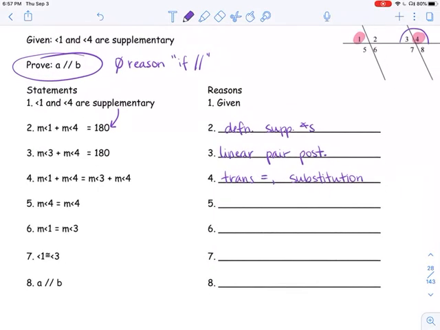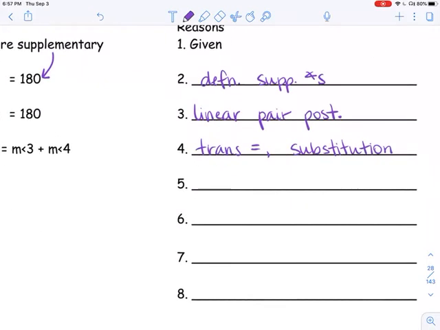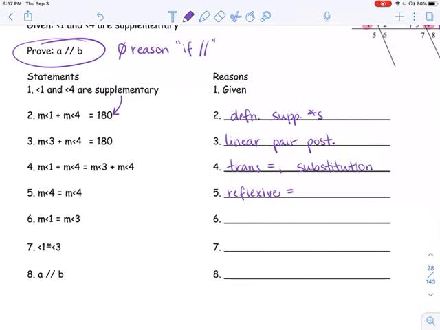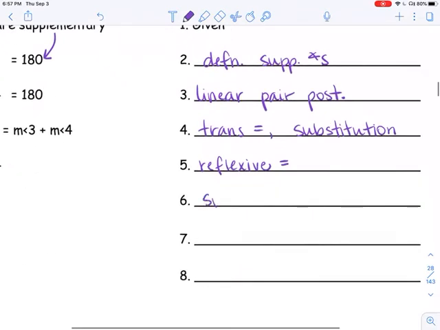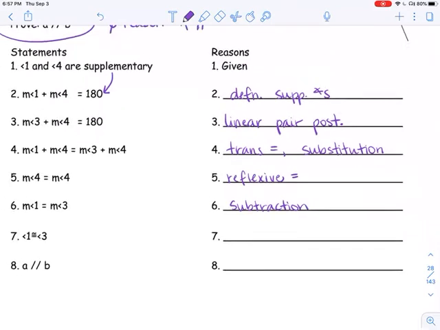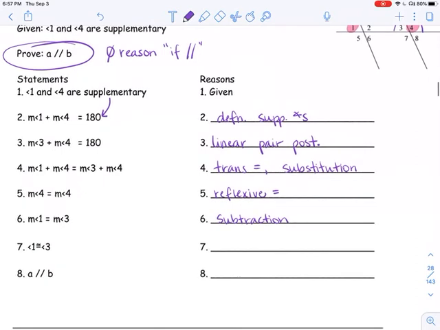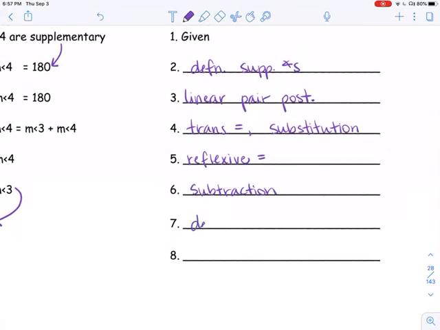The measure of angle 4 equals the measure of angle 4. That is our reflexive property of equality. And we are using that to then subtract out the 4's so that I have 1 and 3 remaining. So subtraction. And since our theorems revolve around congruence, I'm just changing how this appears. So this could be our definition of congruent angles.